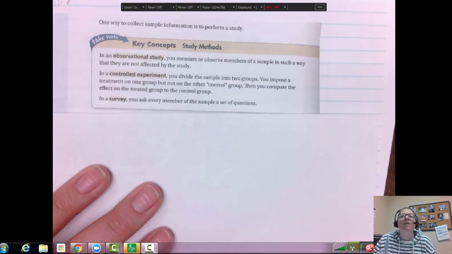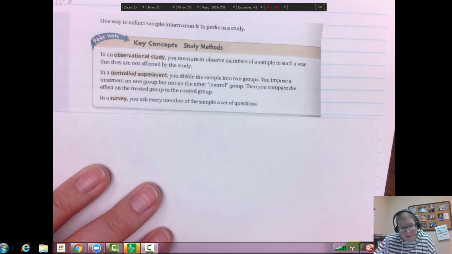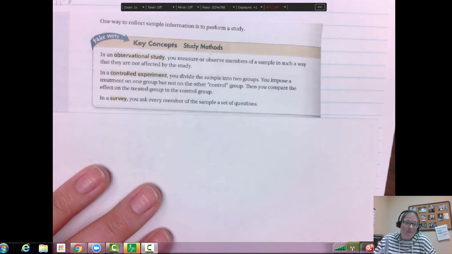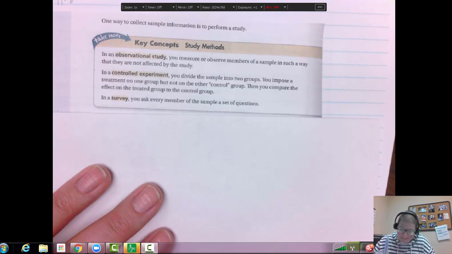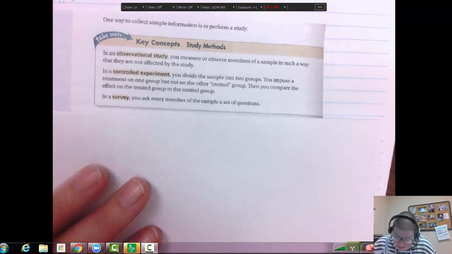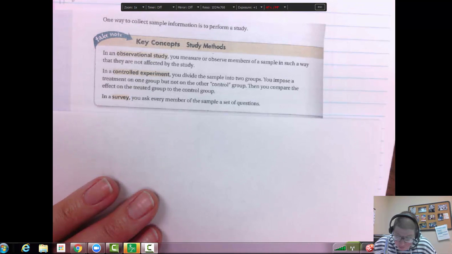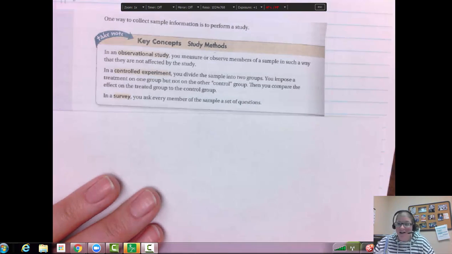Maybe I stand on the corner and I watch the cars go by to see what brand of car people are driving the most, right? That's like observation. I'm sitting out there, I'm not hurting anyone, and I am observing people driving by. In a controlled experiment, you divide the sample into two groups. You impose a treatment on one group, but not on the other control group. Then you compare the effect on the treated group to the control group.